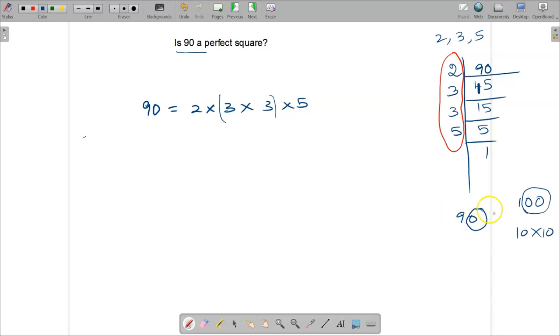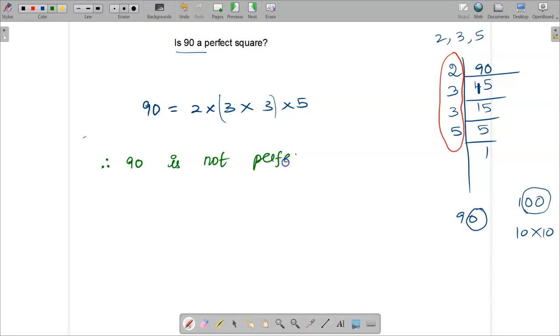So when we observe the number 90, without doing the prime factorization method itself, I can say that the number 90 is not a perfect square. Why? Because at the end the number is 0. Always, in order to make a number a perfect square, at the end we should have an even number of zeros, so 2 zeros or 4 zeros, like that we should have. Only then can that number become a perfect square.